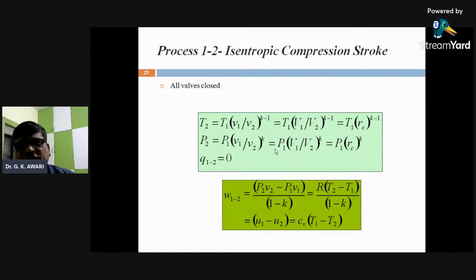Then P2 is equal to P1 into (V1 by V2) to the power of K, so P2 is equal to P1 times RC to the power of K. Q1-2 is equal to 0. So the work done in the isentropic compression stroke, W12, is (P2V2 minus P1V1) divided by (1 minus K). R is taken outside, so (T2 minus T1) divided by (1 minus K) is equal to U1 minus U2, which is equal to CV times (T1 minus T2).